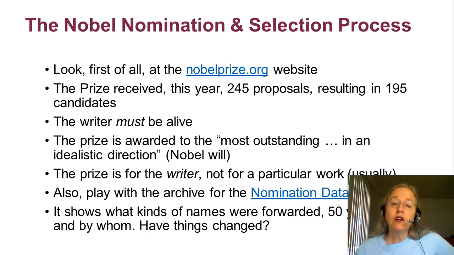Another thing that you can do to get a sense is to play with the nomination database. You see the link here, and in the nomination database you can plug in the names of various writers that you may have read that have since won Nobel Prizes, say Hemingway or Steinbeck, and you'll see how many times they were nominated before they actually won and who their nominators were.